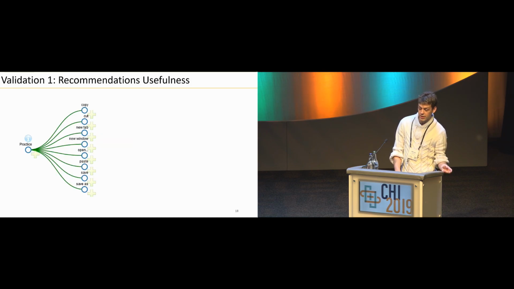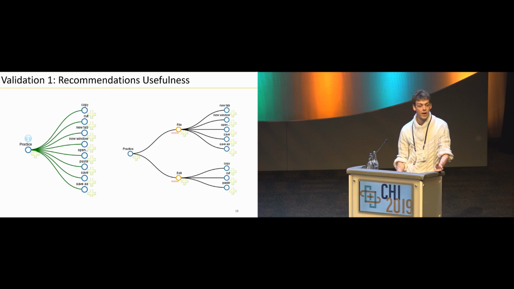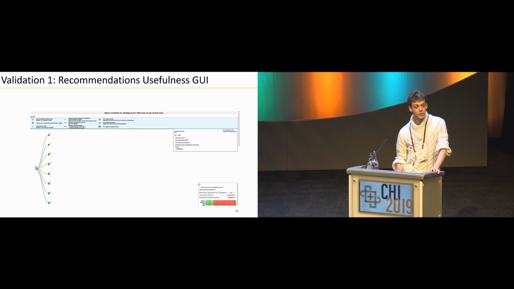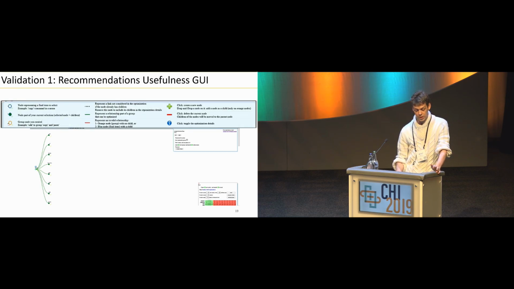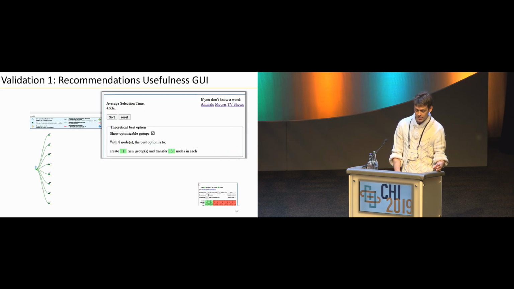For the first evaluation, we asked participants to modify hierarchies. So, for instance, with this practice example of 8 items with copy, cut, new tab, etc., one possible outcome is the creation of 2 subgroups, file and edit, with copy, cut, paste. The interface looked like this. At the top, a legend. In the top right corner, some information about the current structure and the words used in the experiment. With help, there was also the best choice. Here, create 1 new group and transfer 3 nodes.